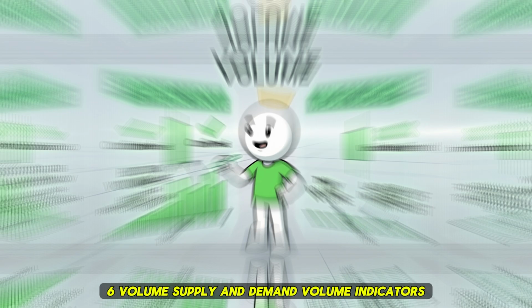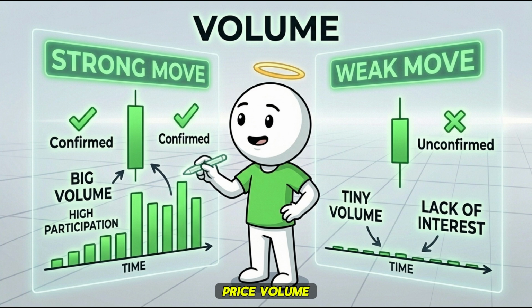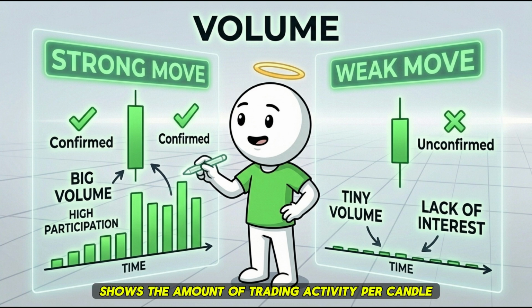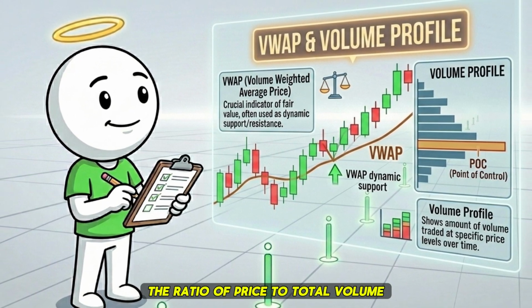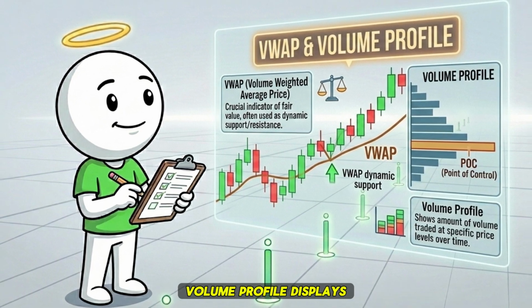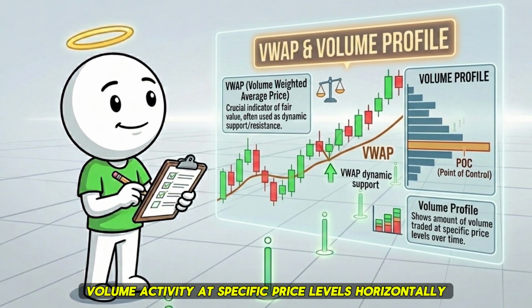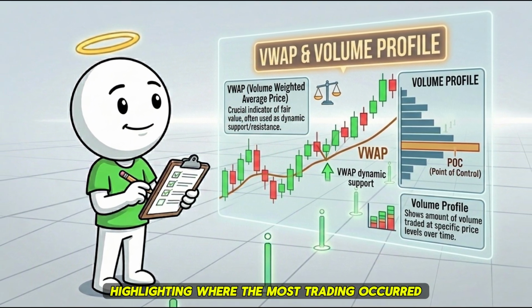6. Volume, supply, and demand. Volume indicators. Volume tells you the conviction behind a price move. Price volume shows the amount of trading activity per candle. VWAP, volume weighted average price. The ratio of price to total volume, often used as dynamic support/resistance. Volume profile displays volume activity at specific price levels horizontally, highlighting where the most trading occurred.